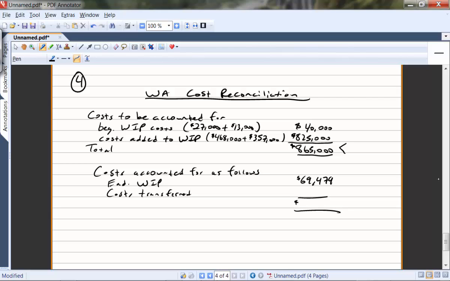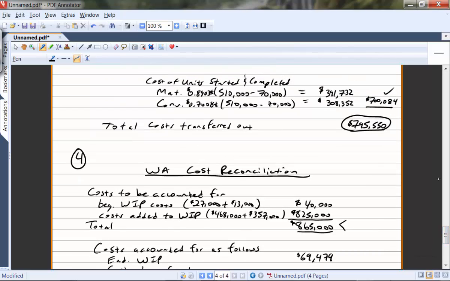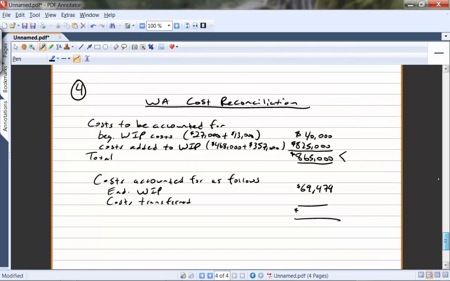And under weighted average for the cost transferred out, we came up with this 795,550. And when you add these two numbers together, you will end up getting $865,029. And you can see that we're slightly off.